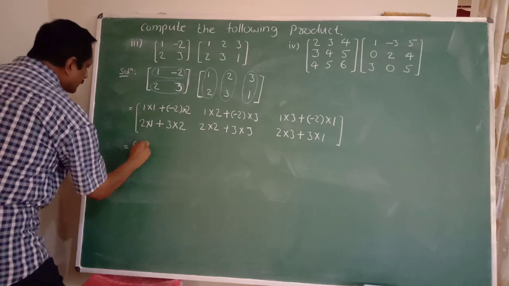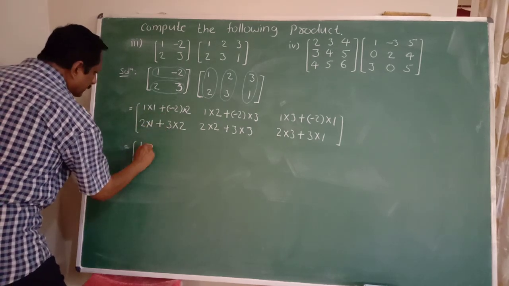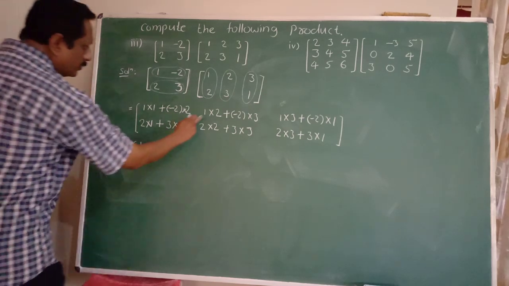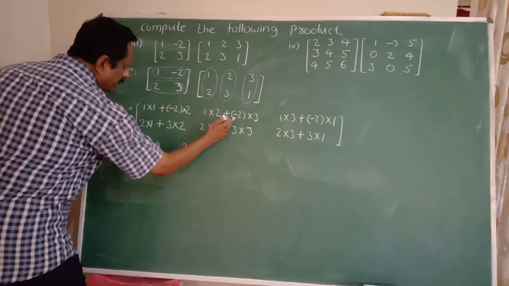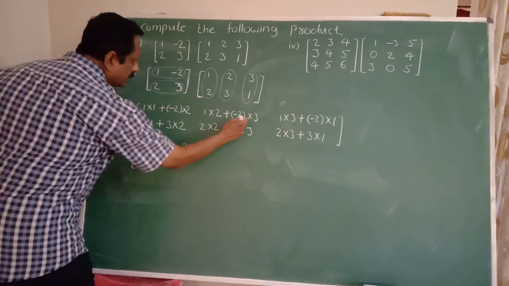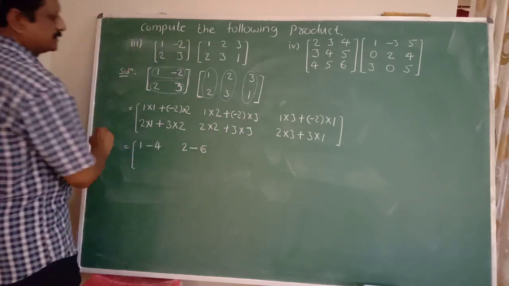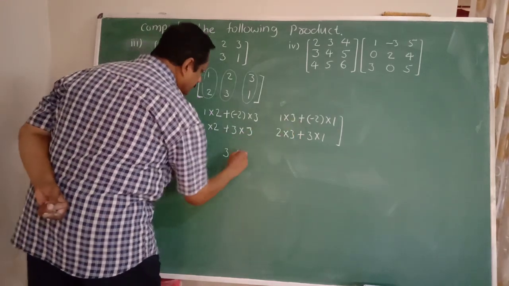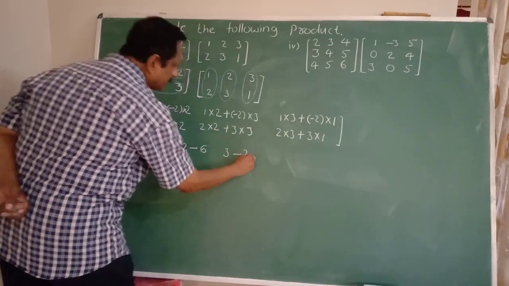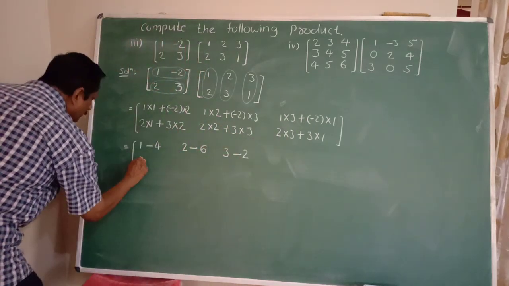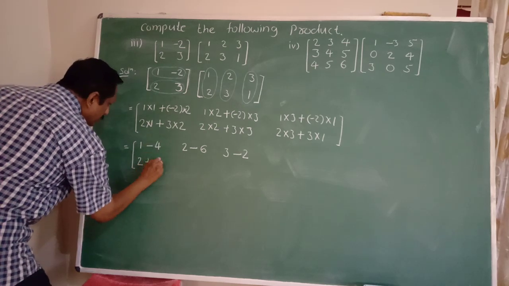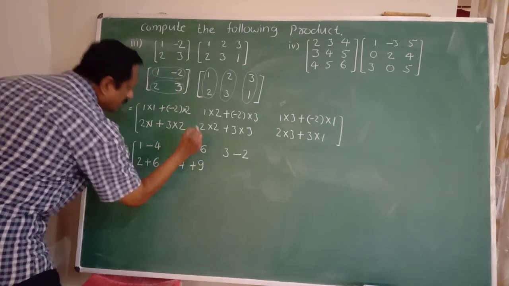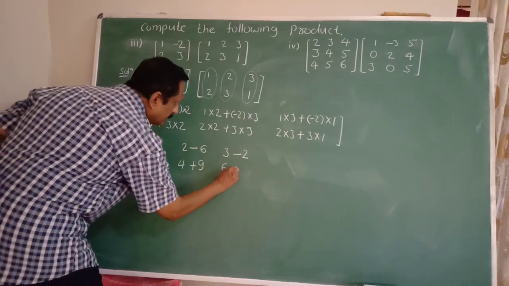1 into 1 becomes 1, and a minus here because the minus sign is there. 2 2s are 4, so 1 minus 4. Then 2 1s are 2, and 3 2s are 6 with a minus, so 2 minus 6. Then 3 1s are 3, and minus 2 1s are 2. Then 2 1s are 2, plus 3 2s are 6, 2 2s are 4, plus 3 3s are 9, 3 2s are 6, plus 3 1s are 3.